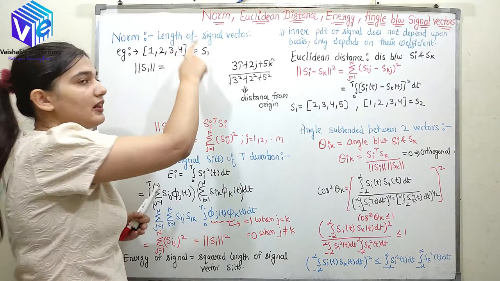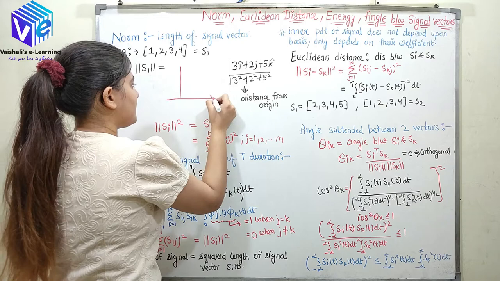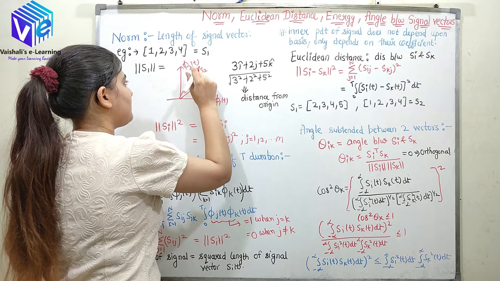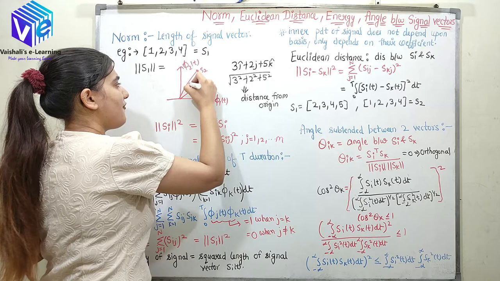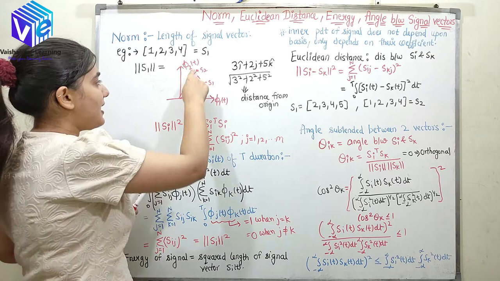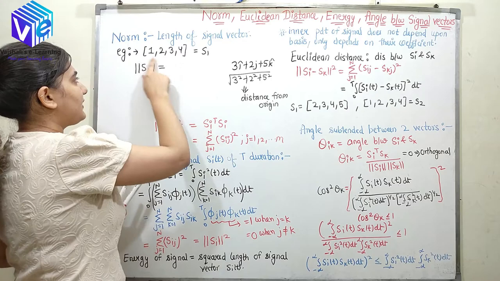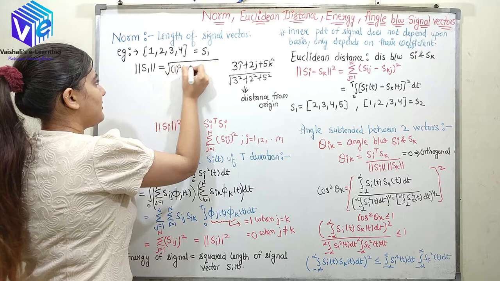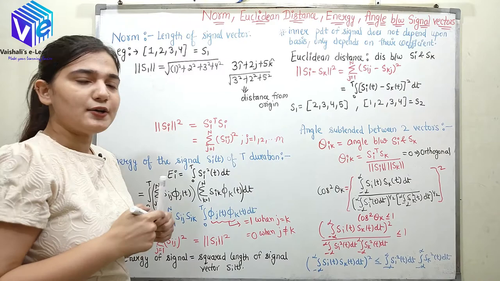If I have this signal space representation where this is my phi 1(t) and this is my phi 2(t), and this is my s1, this is my s2. I have already talked about this diagram in my previous video as well. Now here this length gives me the norm of s1 and this length gives me the norm of s2. Now I need to find out this length. If I know the vector s1 is given by 1, 2, 3, 4, then the norm of s1 will be equal to 1 square plus 2 square plus 3 square plus 4 square under root. This is my s1 norm.